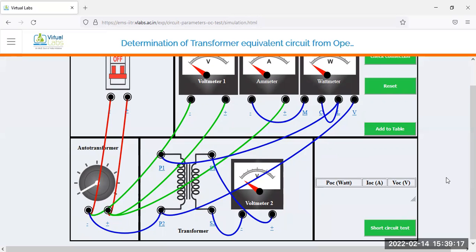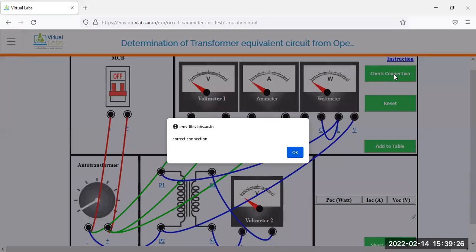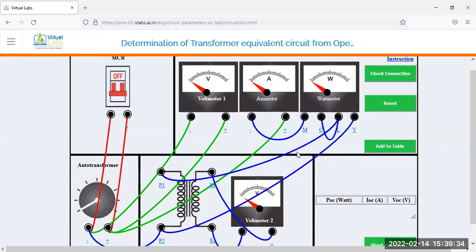If you check again whether your connection is complete, it will be shown on the screen. Click here on the check connection. If I click here, you will find it on the screen. That means your connection is correct. Now you can proceed to give the power supply to the experiment.